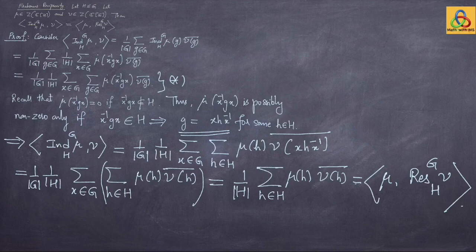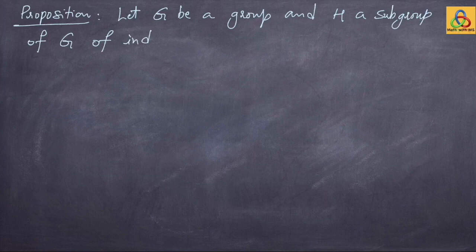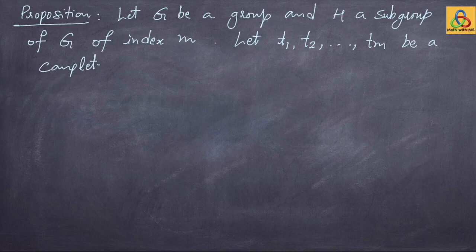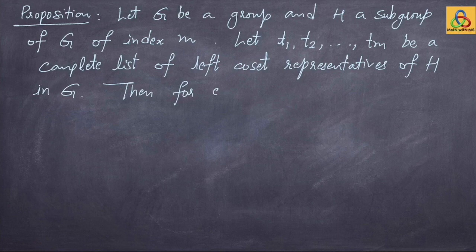Let us write a simpler expression for induction of a class preserving function in terms of coset representatives. Let G be a group and H a subgroup of G of index, let us say m. And once you have fixed the index, you can fix coset representatives. So let us say t1, t2, and so on, tm, be a complete list of left coset representatives of the subgroup H in the group G. Then for any f which is in the center of the group algebra of the subgroup H, its induction can be written in this neater form.